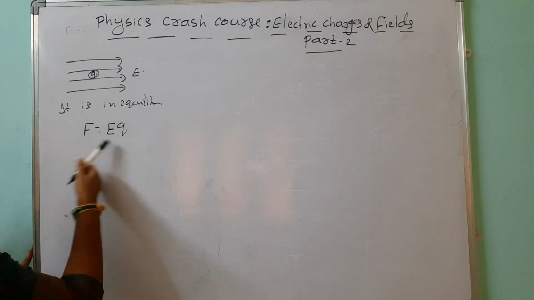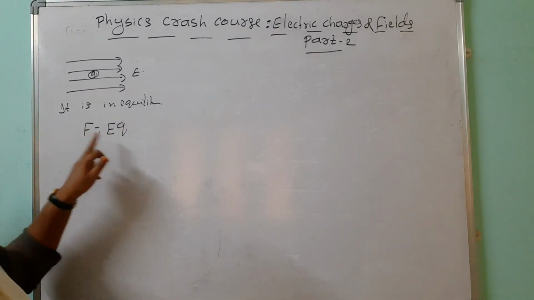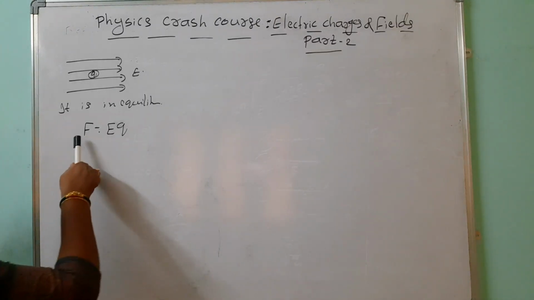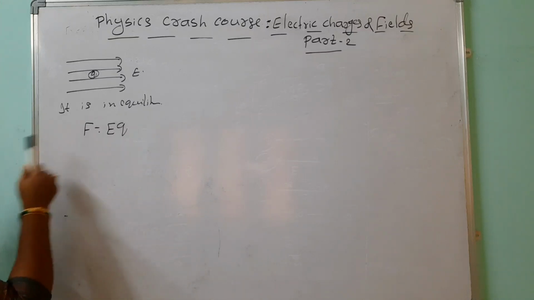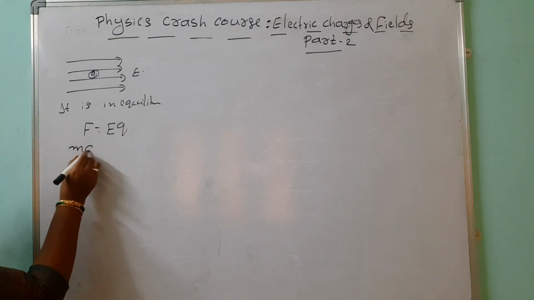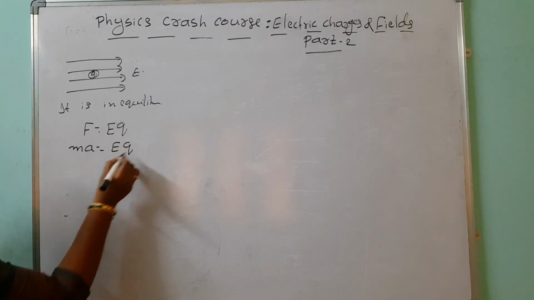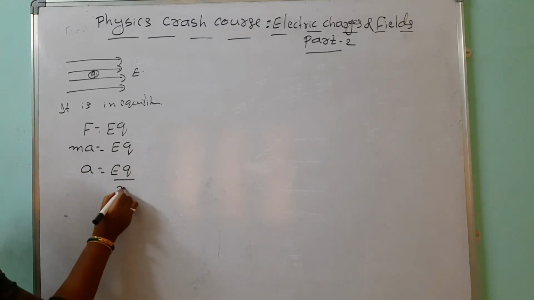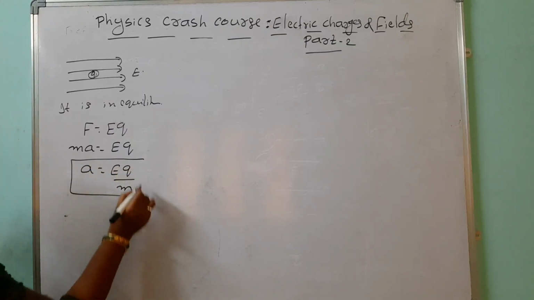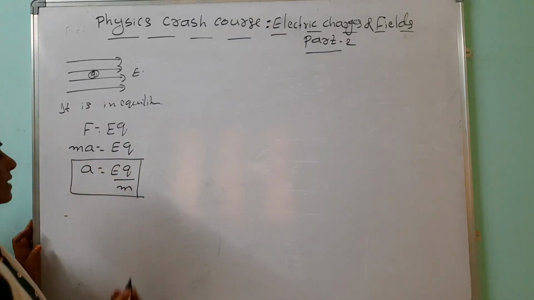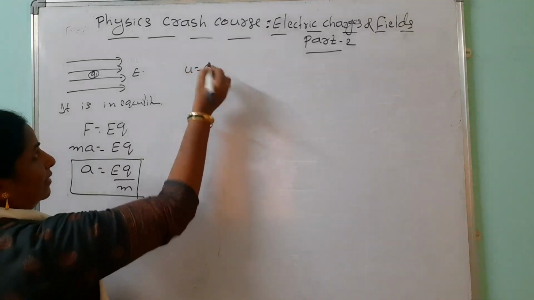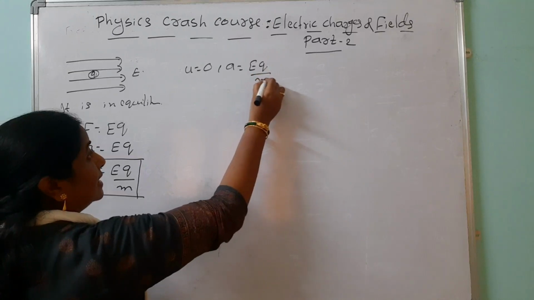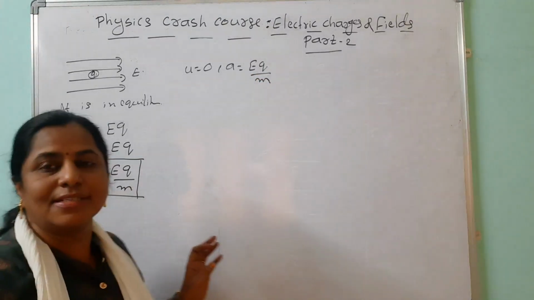In equilibrium, F equals EQ. One more formula we got for force: E equals F by Q, so F equals EQ. From Newton's second law, force we can take as mass into acceleration. So in terms of intensity and charge, the formula for acceleration in that uniform electric field is a equals EQ by m. Suppose the initial velocity equals 0 and acceleration is EQ by m. We can apply the equations of motion also.